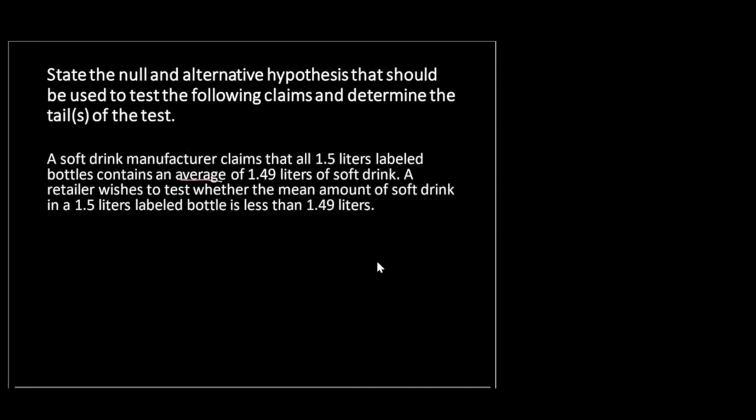We have here the claim that all 1.5 liters labeled bottles contain an average, this is the keyword, of 1.49 liters of soft drink. So the bottles are labeled as 1.5, but the claim is the average is 1.49. So this is the claim. A retailer wishes to test whether the mean amount of soft drink is less than. So this would be the alternative. So your null hypothesis would be mu equals to 1.49. The alternative is mu is less than 1.49.